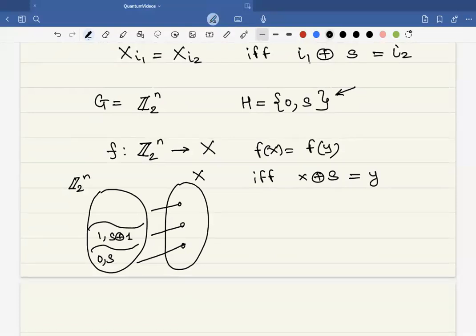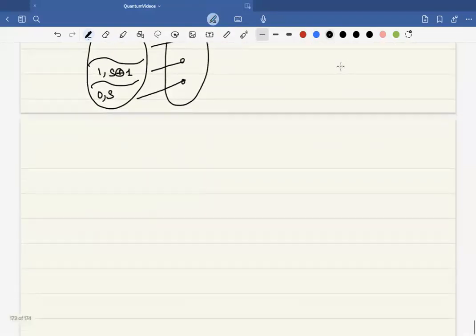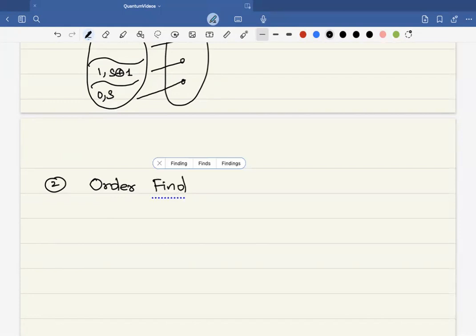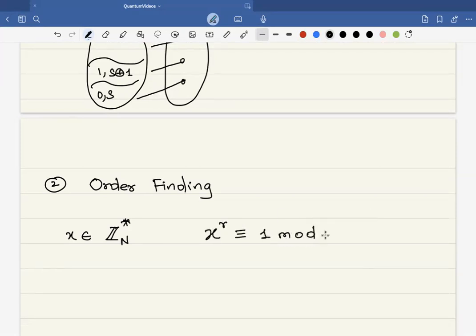Let's take a look at one more example, which is the order finding problem. So second, order finding. So recall what the order finding problem is. We have x belonging to Zn star. So Zn star is the group of integers modulo n, and the group consists of all those elements that are relatively prime to n, right? And the order finding problem is to find the order of x. So find the smallest integer r such that x to the r is congruent to 1 mod n. So find r. This is the order finding problem.